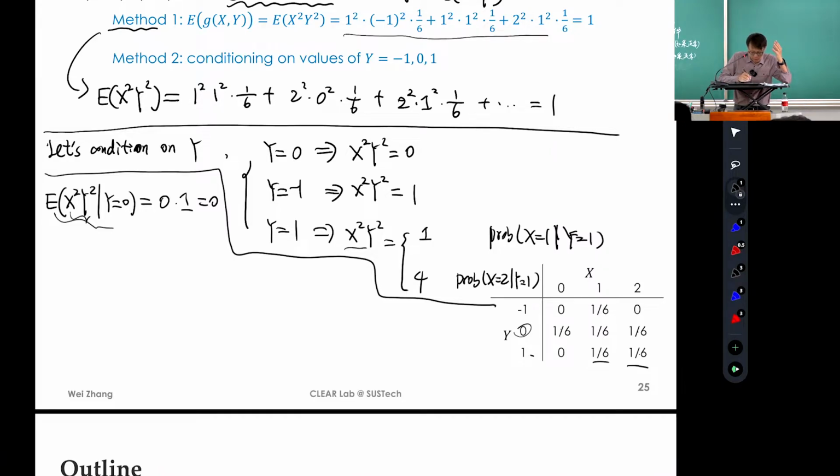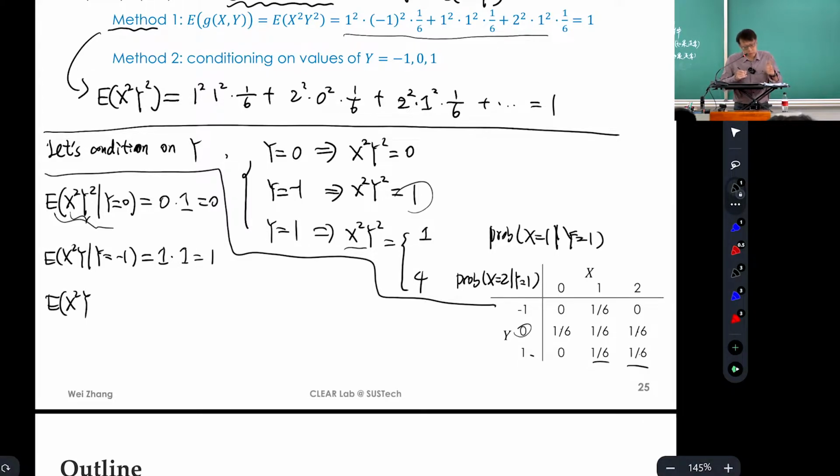What about y equal to -1? It takes only one possible value again, right? As I mentioned before, it's 1. So it's 1 times probability 1, which is 1. Are you with me? Okay. Now the third case, there are only 3 possible cases, right? The third case is y equal to 1. Then what's the conditional expectation?